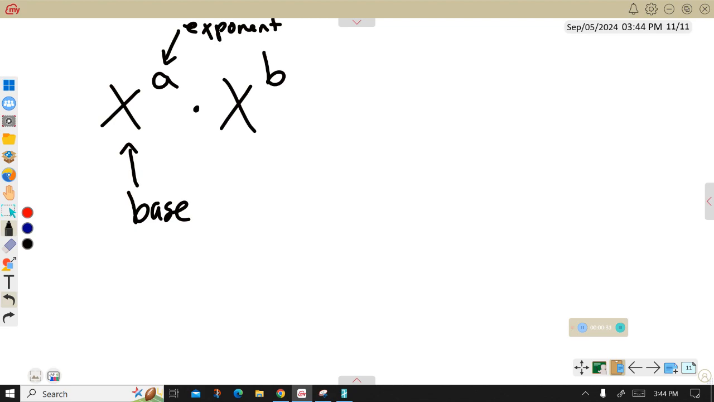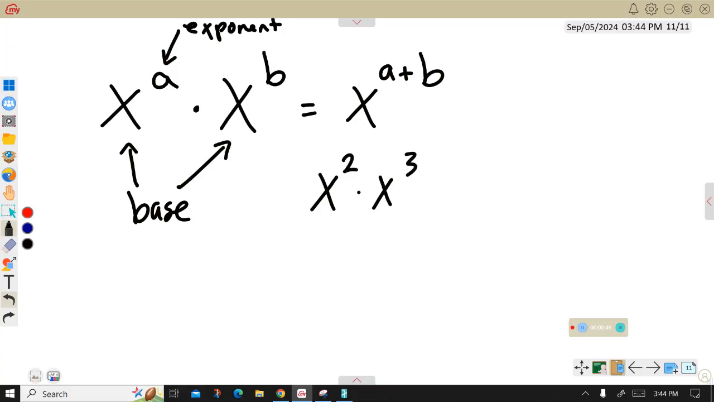So we can see that in this problem, both bases are x. If you're multiplying two variables with the same base, then we can add the exponents. The reason this is true is because it's basically the definition. This is what we want this to mean. So if I did x squared times x cubed, well, x squared means x times x, two of them. And x cubed means x times x times x, three of them. And so in total, there's 5 x's.